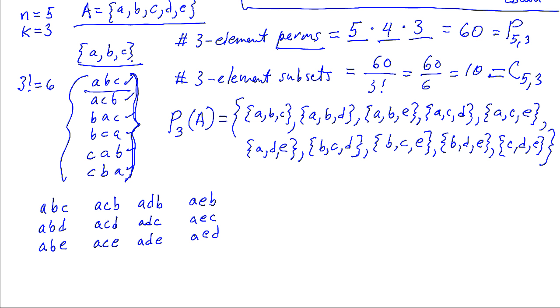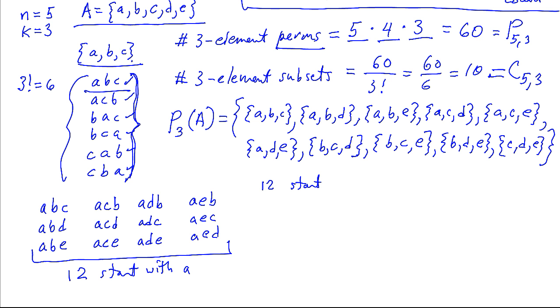And you'll see now that I've got 12 of them. So 12 start with A. And then I can do the same thing for B, C, D, and E, and I will have 12 times 5, or 60. So I have 12 start with an A, 12 start with a B, 12 start with a C, 12 start with a D, and 12 start with an E, for a total of 60.